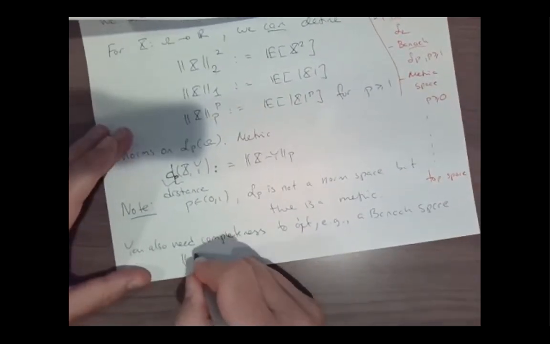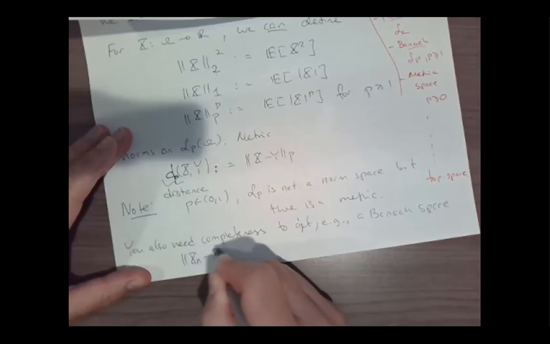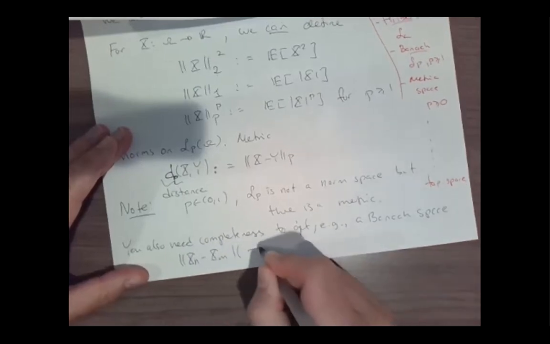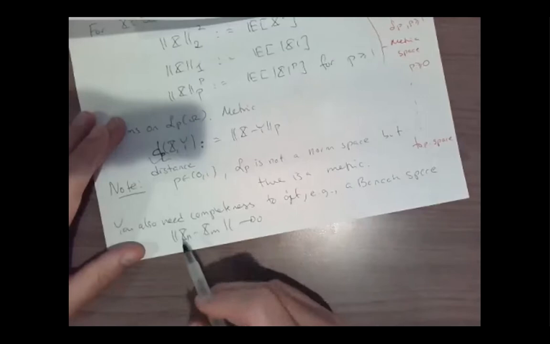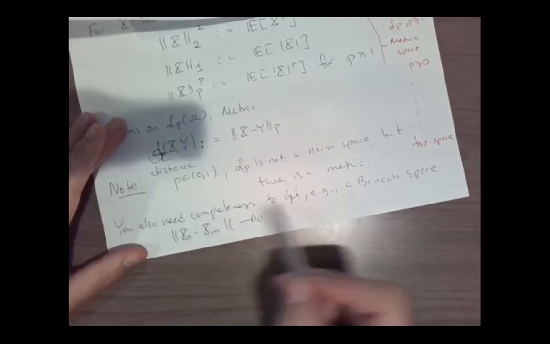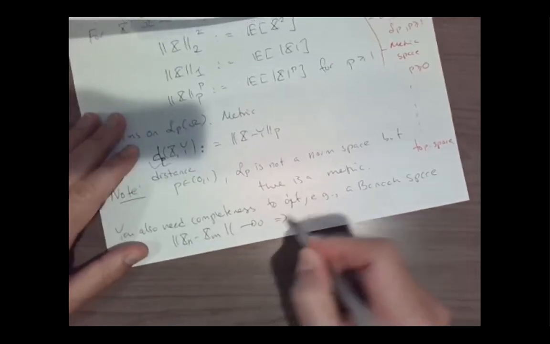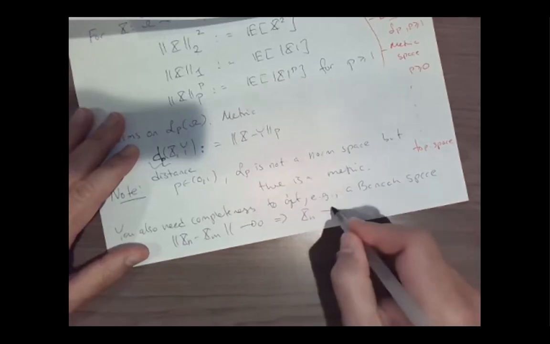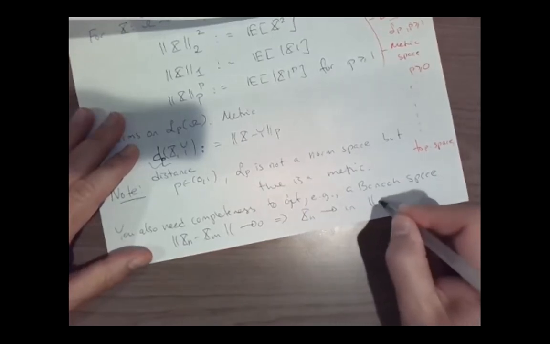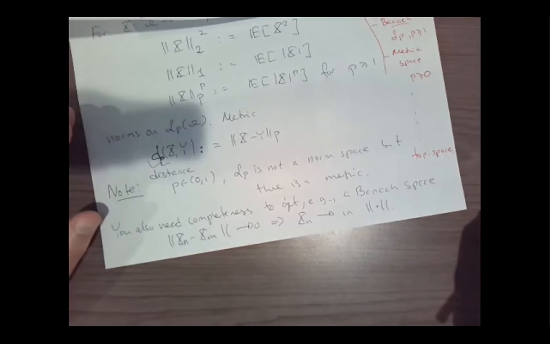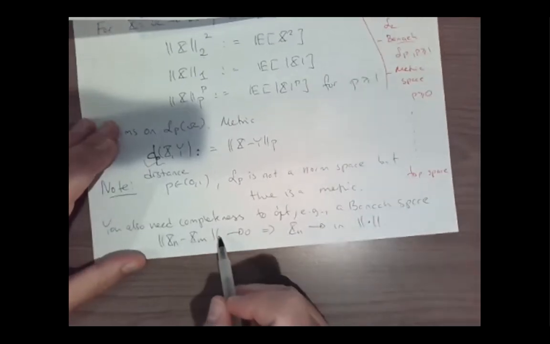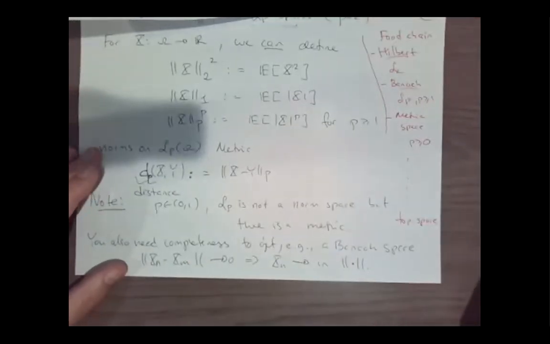So if I take xn minus xm, and I want this to go to 0, then I want to make sure that the x's actually have a limit, that is, it's implied that xn converges in this norm, because these sequences have limit points.